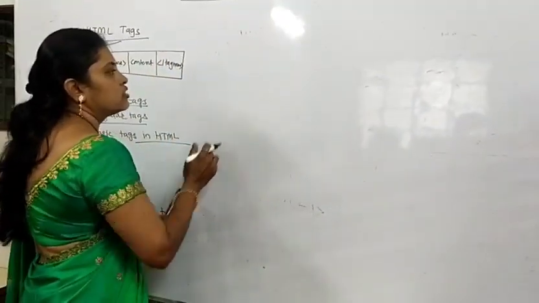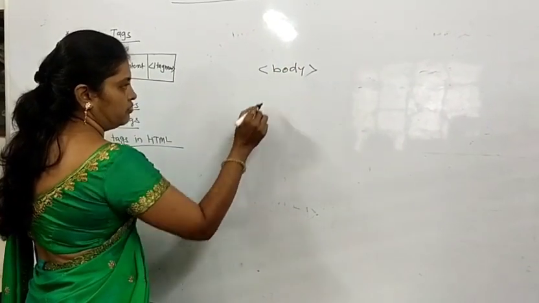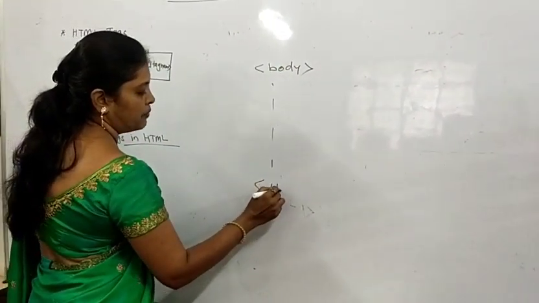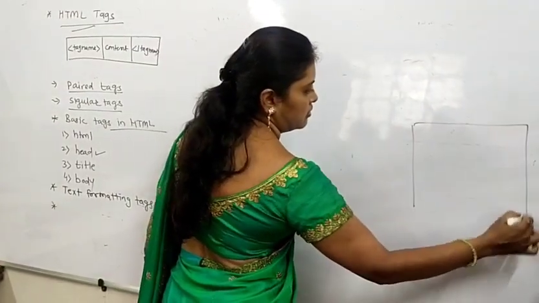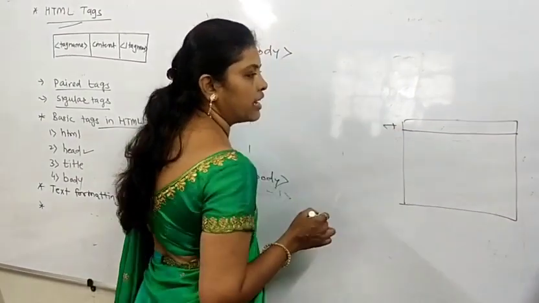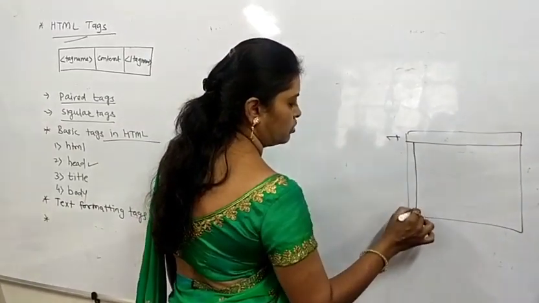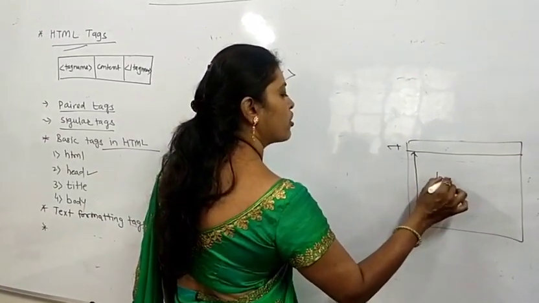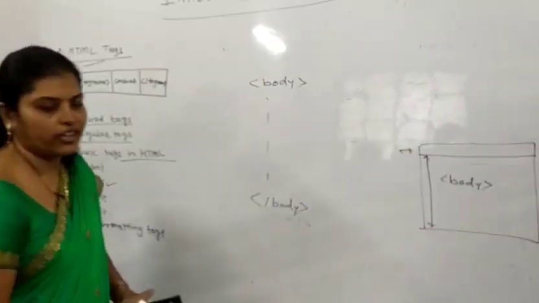The next important tag of your HTML is the body tag. The body tag is used to set up the body of your web page. For example, this is the screen of your computer. Here the title information and title bar are present, and this part is called the body of your web page, and that body is contained within your body tag.